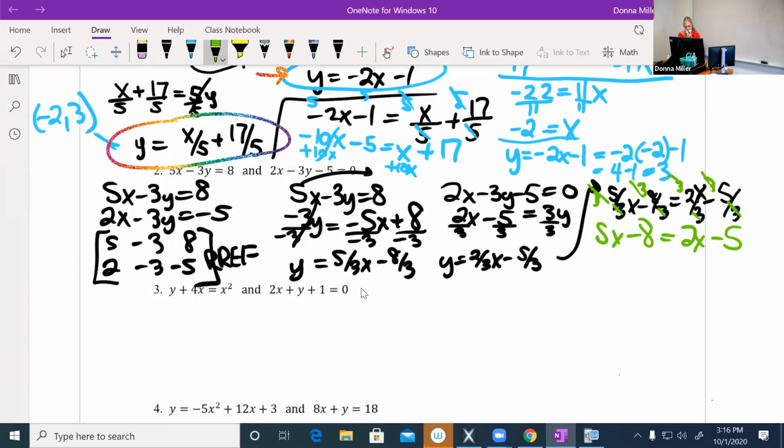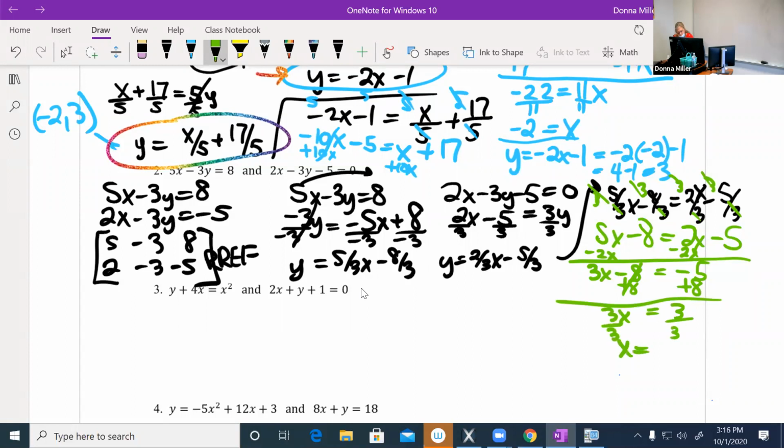Now it's easy. So if I subtract 2x, I get 3x minus 8 equals minus 5. I'm going to add 8. So 8 minus 5 is 3. Divide by 3. I get x equals 1. Is that okay?